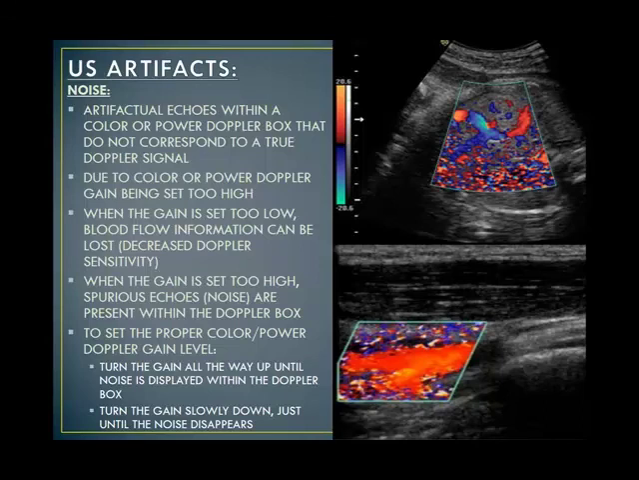And then noise. Noise is also a common artifact that you see in breast imaging. This is when you have a color or a power box up and you get extra echoes outside of the true color signal. So this is the true color signal, and you have all these extra echoes. Usually it means that your gain level is set too high and different things like that. So we'll learn a little bit more about that second quarter when we get into scanning.